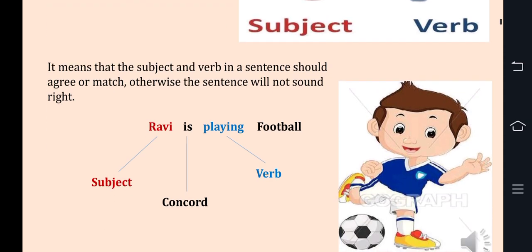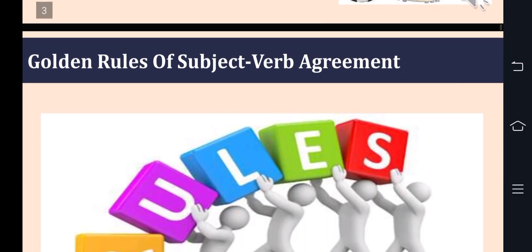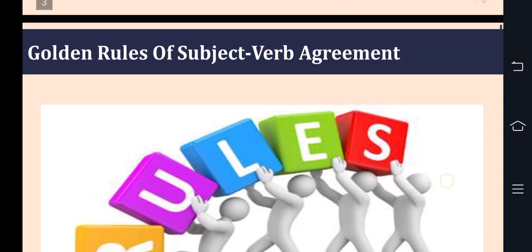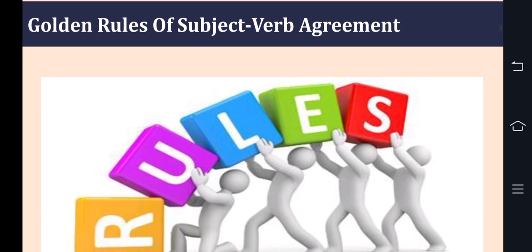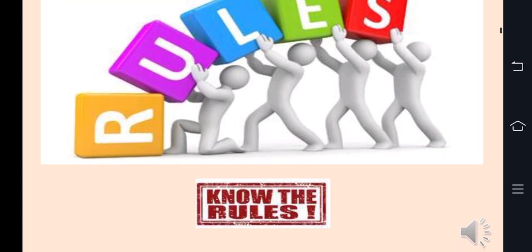So let us see here. Ravi is subject. Is the agreement or is the concord, and playing is verb. Now, there are few rules. Let us see one after another. Golden rules of subject-verb agreement. Let's see the rules now.